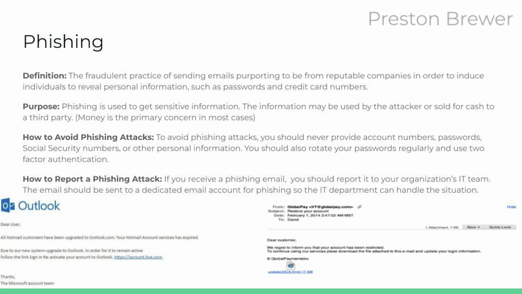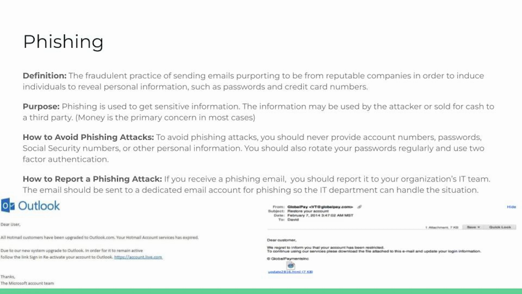Phishing. Phishing is the fraudulent practice of sending emails purporting to be from reputable companies in order to induce individuals to reveal personal information such as passwords and credit card numbers. The purpose of phishing is to get sensitive information. The information may be used by the attacker or sold for cash to a third party. Money is the primary concern in most cases.